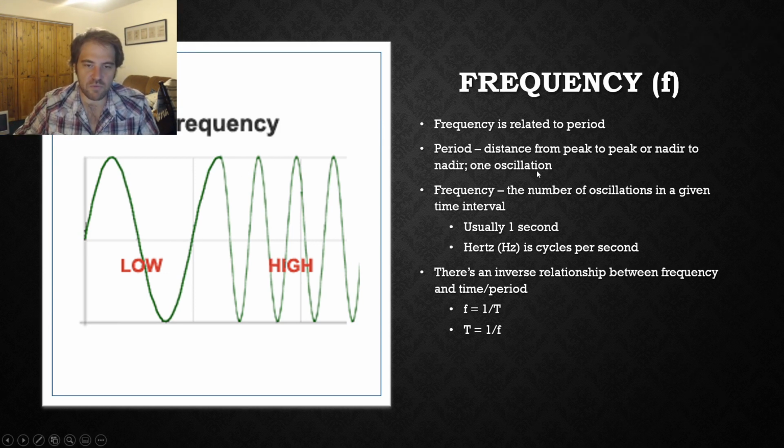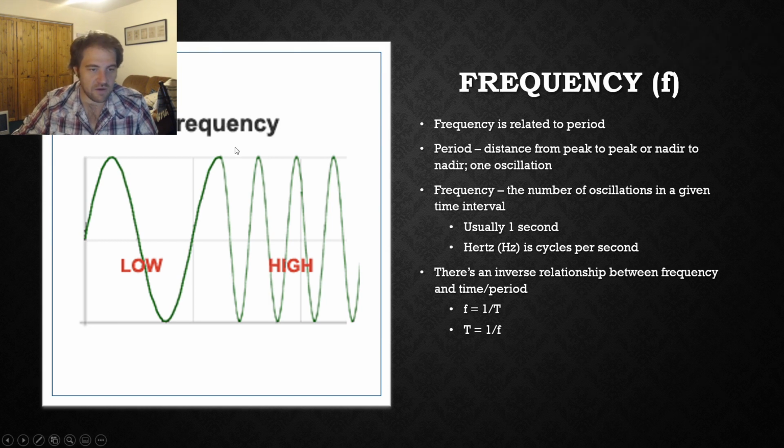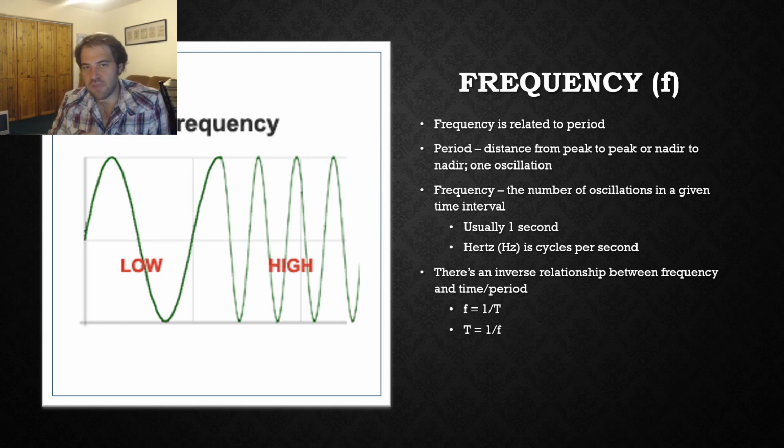Frequency is how many oscillations you have in a given time interval, which again is usually 1 second. Hertz is how many cycles per second. So a high frequency tone here has more cycles per second than a low frequency tone. And again, there's an inverse relationship between frequency and period. So if you know the period, you put 1 over period, that's your frequency. If you know the frequency, you put 1 over frequency, and that's your period. So there you go.